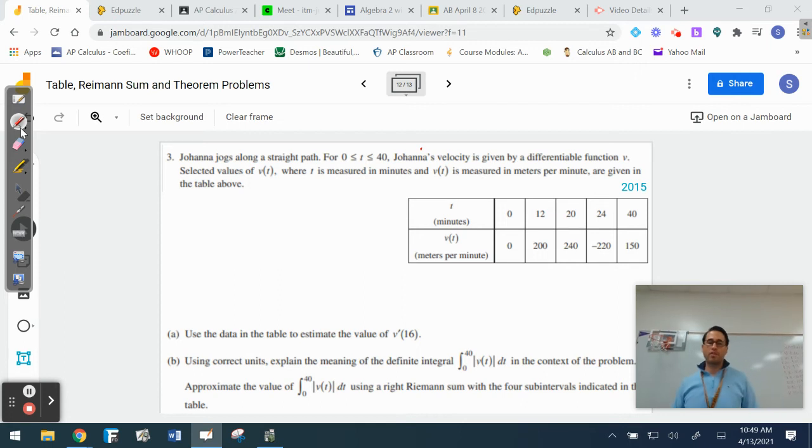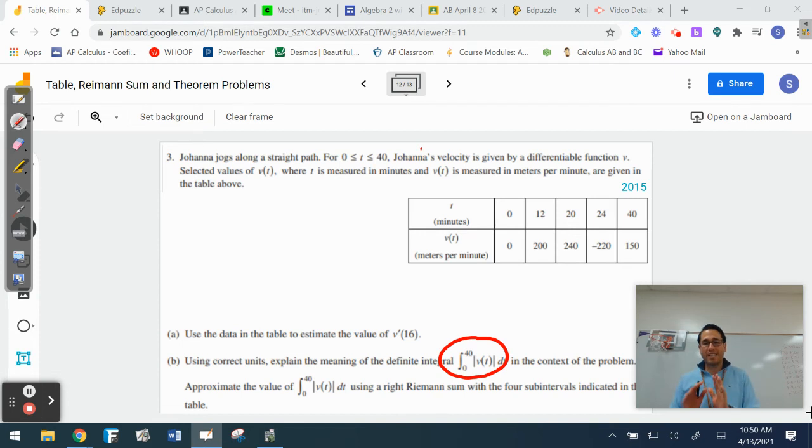Okay, using the correct units, explain the meaning of this. We all hopefully know when we take the absolute value of velocity that that stands for total distance. So hopefully you said using units, it's the total distance over that 40-minute period that Johanna jogs. They say it's the total distance Johanna jogs in meters. Darn it, I forgot in meters. Over the time interval from 0 to 40 minutes. They did ask for using units, so I shouldn't have missed that.